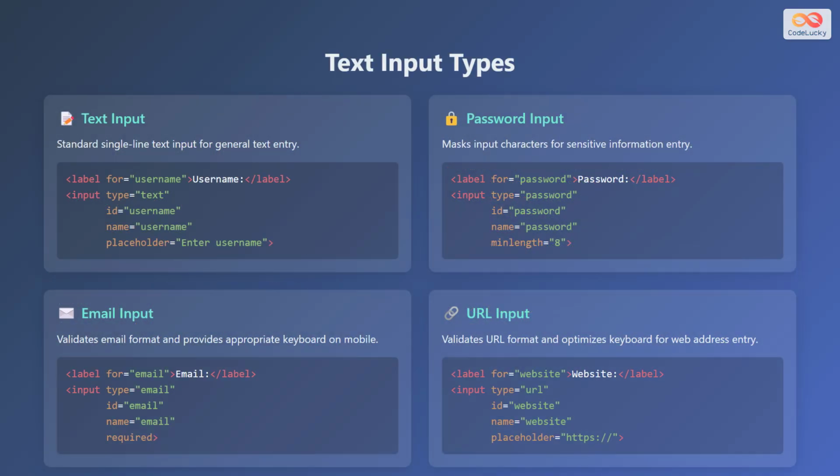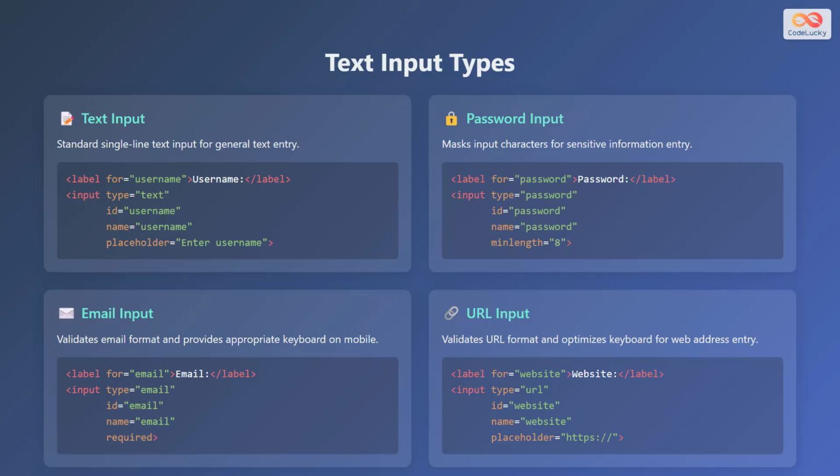Let's explore the different types of text input available in HTML forms. First, we have the text input. This is a standard single-line text input for general text entry, such as usernames or search terms. Here's an example of how to implement a text input. Next is the password input. This masks input characters, which is typically represented by dots, for sensitive information entry. Here is an example of the code.